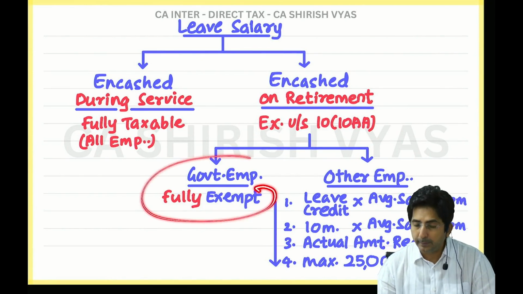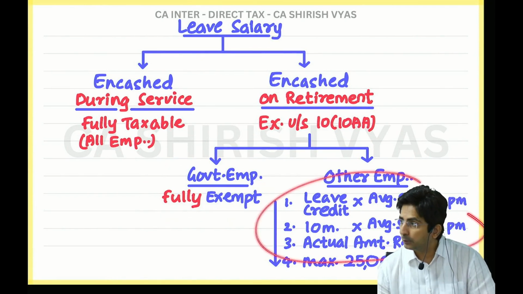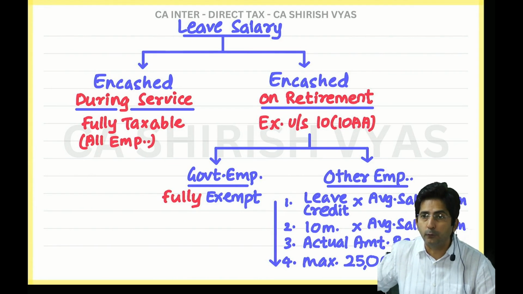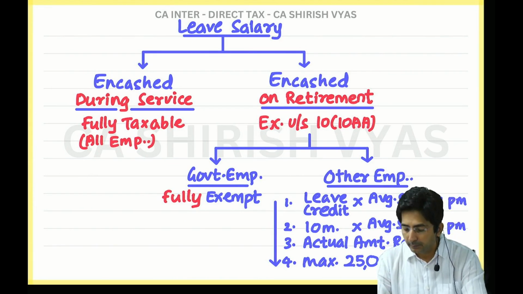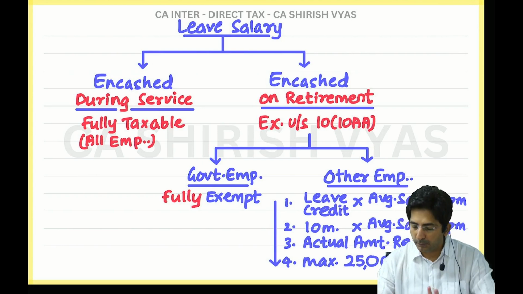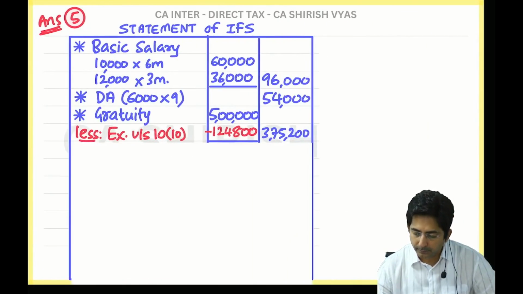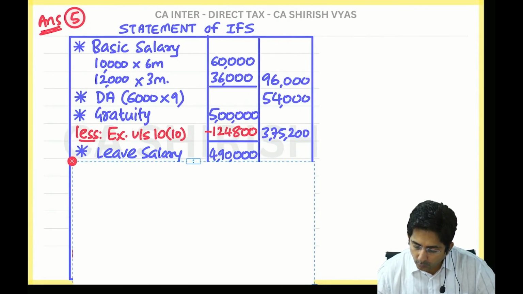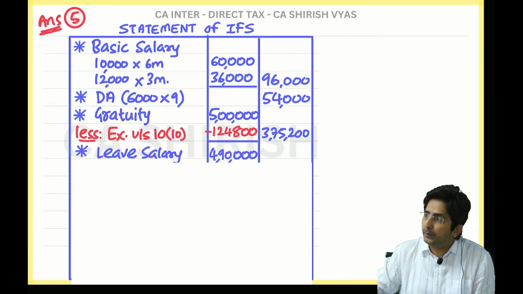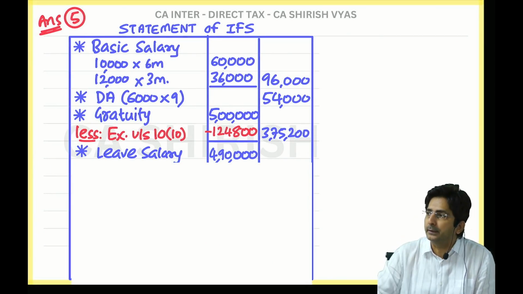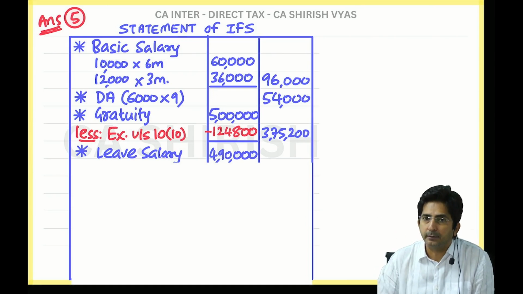And is he government employee? No. So is other employee. So I will use this formula 1, 2, 3, 4, whichever is less. So we'll do one thing. We'll start solving. I will explain the formula, but first at least do one thing. Write leave salary in the inner column. For the formula, let's go to the working note, and then when you come to working note, you stop everything. Then my explanation will start.